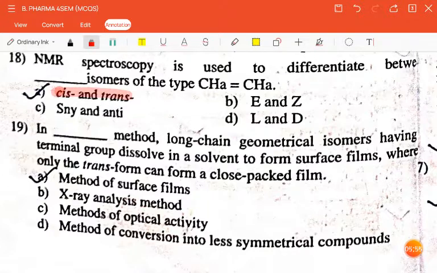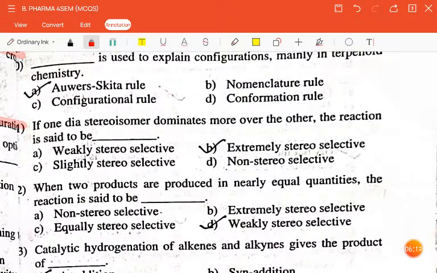The next question is: in dash method, long chain geometrical isomers having terminal group dissolve in a solvent to form surface films, where only the trans form can form a close packed film. So the answer is method of surface films. Question: dash is used to explain configurations mainly in the terpenoid chemistry. Auwers-Skita rule, nomenclature rule, configurational rule or conformational rule. So the correct answer is Auwers-Skita rule.